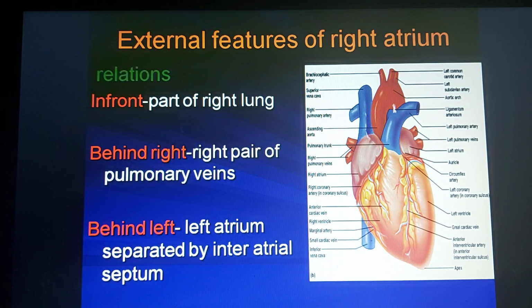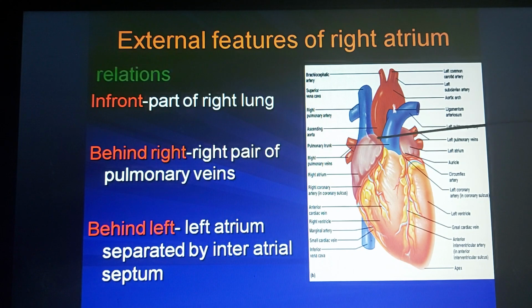Coming to the relations of the right atrium. In front, there is the right lung, which is related to the right atrium. So in front, it is related to part of the right lung.